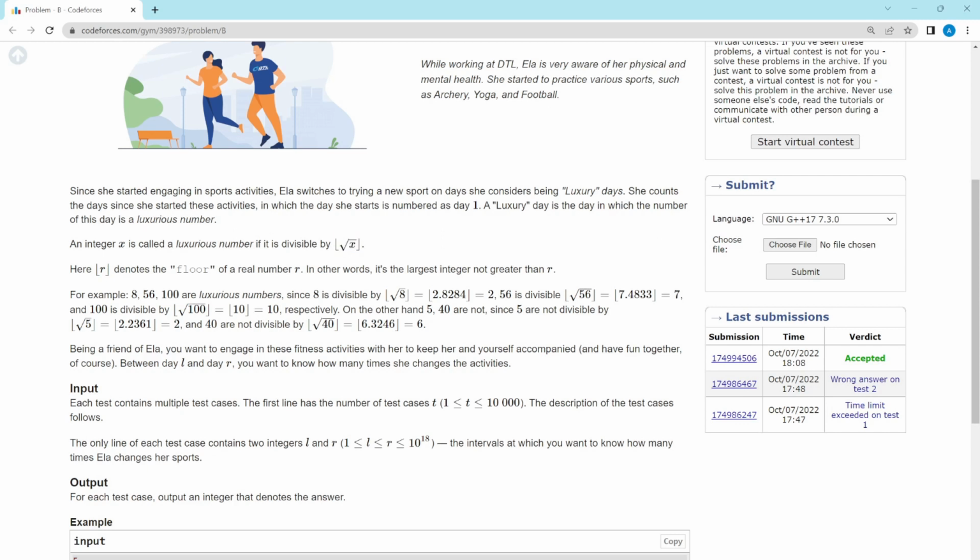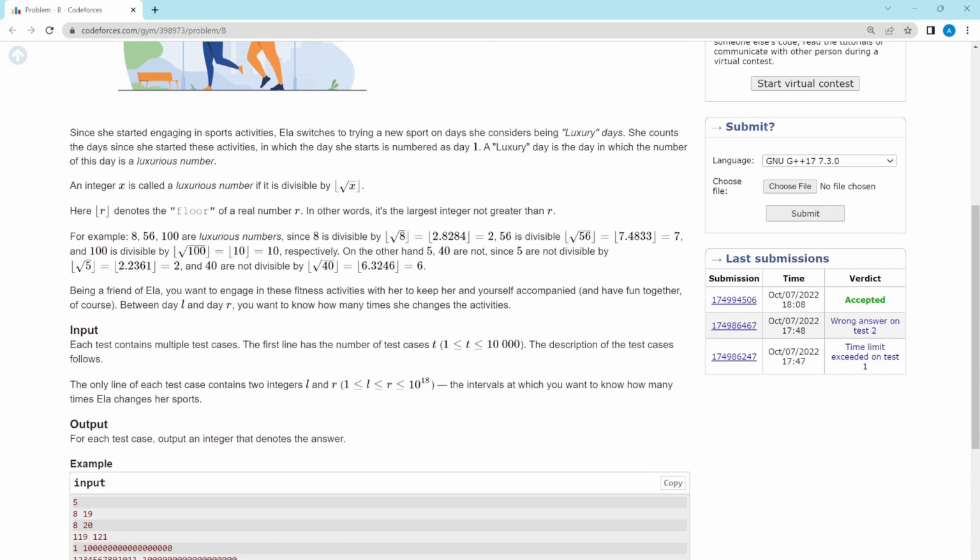Now we want to find numbers such that they are divisible by the floor of their square root. All such numbers are called luxurious numbers, and we want to find out how many such numbers exist between the two values L and R, where L and R can be up to 10 power of 18.